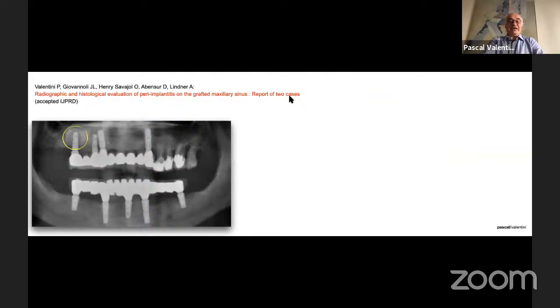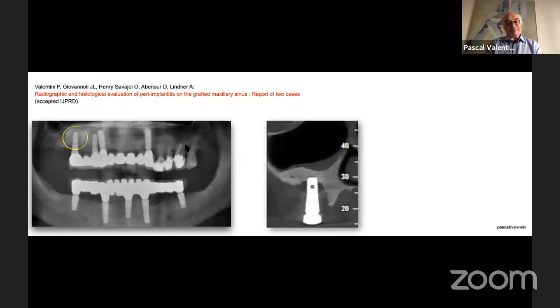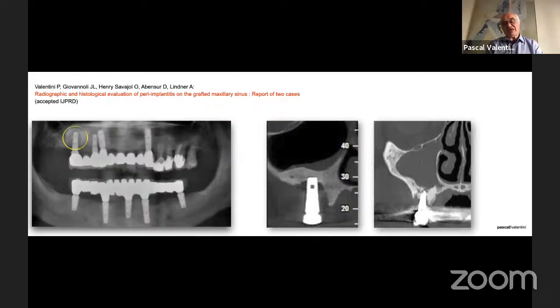Another reason why we can have sinus infection for dental reasons is peri-implantitis. We have a peri-implantitis around an implant which was placed in a grafted sinus, because here we have some periodontal problems which have not been managed before the implant placement. And this will result in two different situations: a huge bone defect around the implant without any sinus infection, or a huge defect with sinus infection.